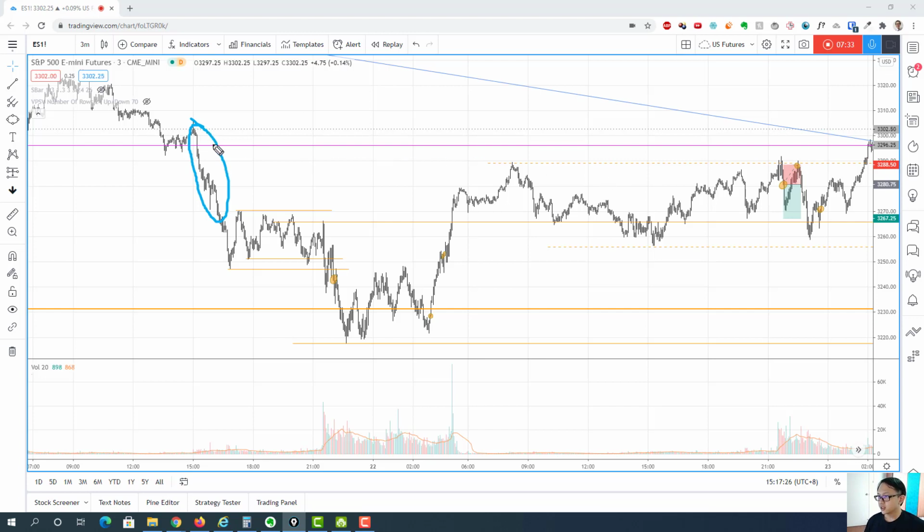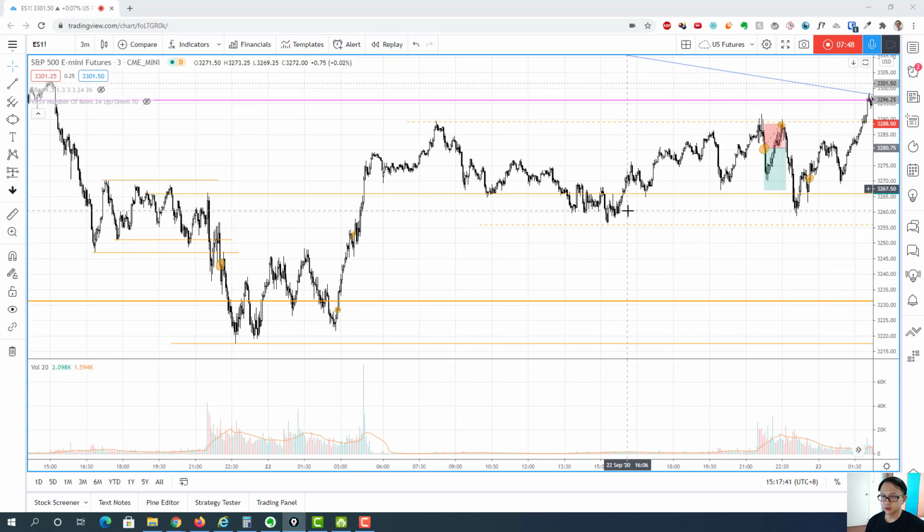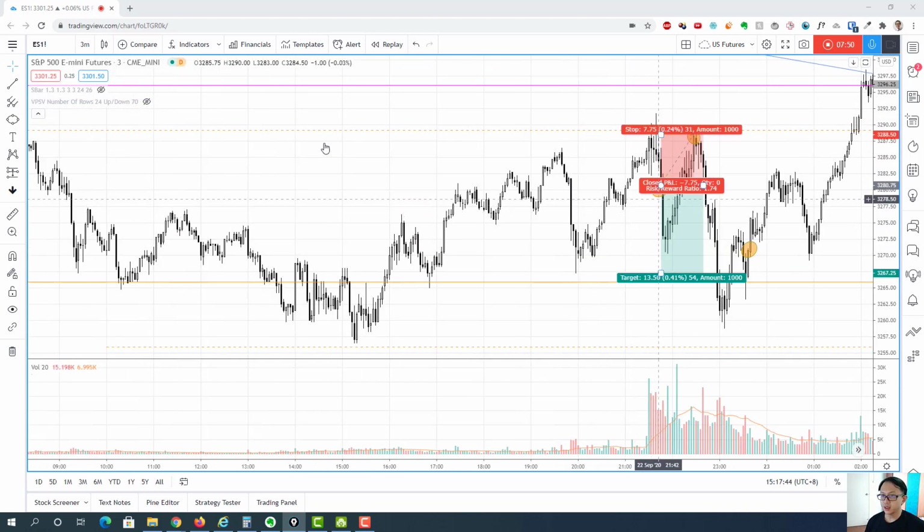So definitely the resistance zone plus this resistance line, in conjunction with the non-RTH high, plays a key role here. My trade was just based on a test of the non-RTH high, showing some rejection and also an attempt to test the resistance level here. And definitely I think it tested the supply bar that I highlighted earlier on.